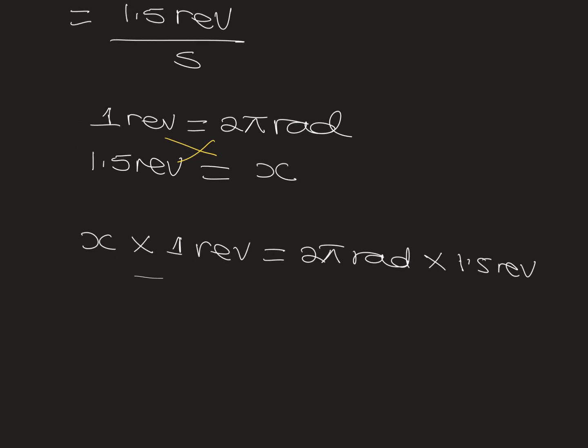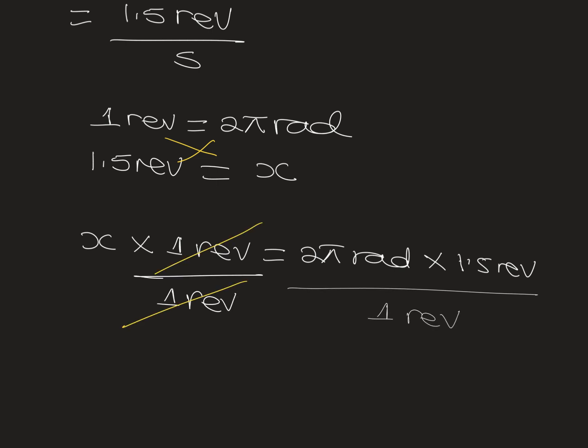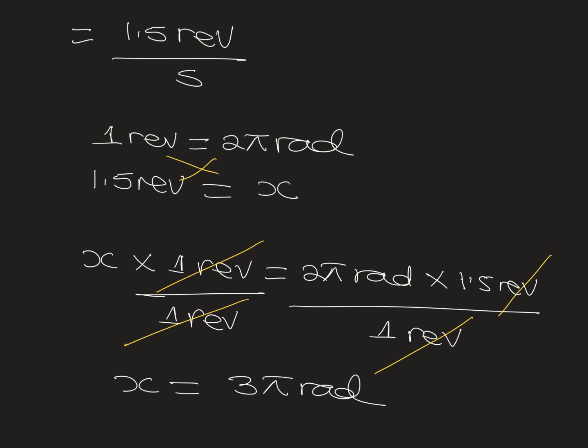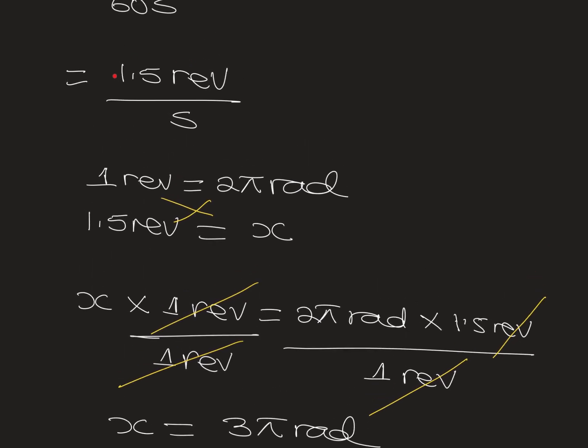To find x, we divide both sides by 1 revolution. So this will cancel this. Revolution cancels revolutions, which means x is equal to 2 times 1.5, which is 3. So that will be 3 pi radians. So our answer, this 1.5 revolution is 3 pi radians.